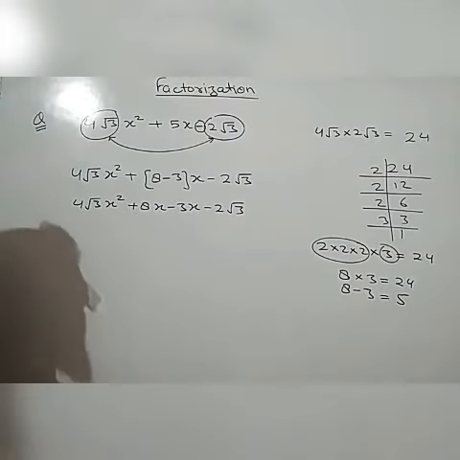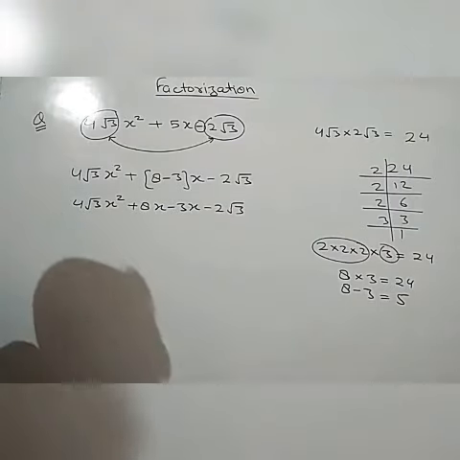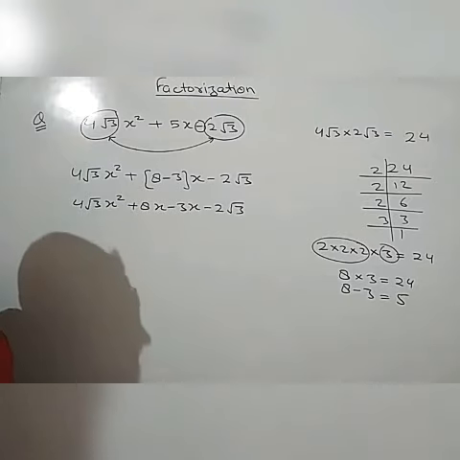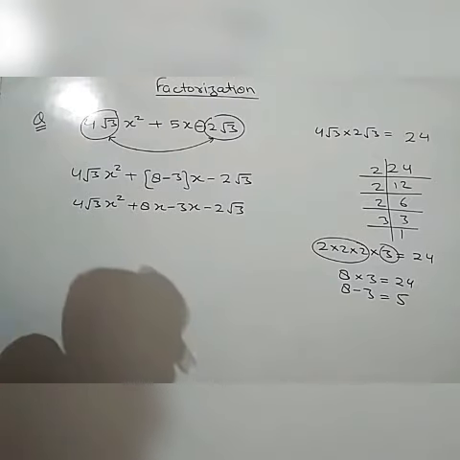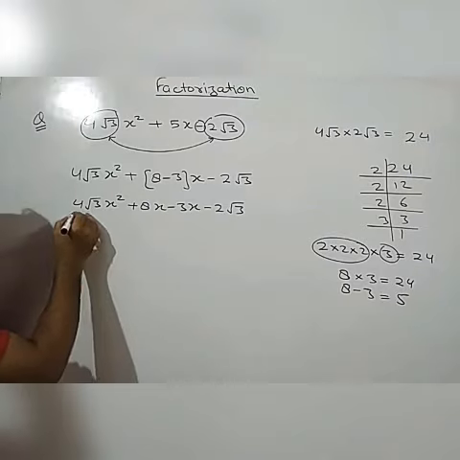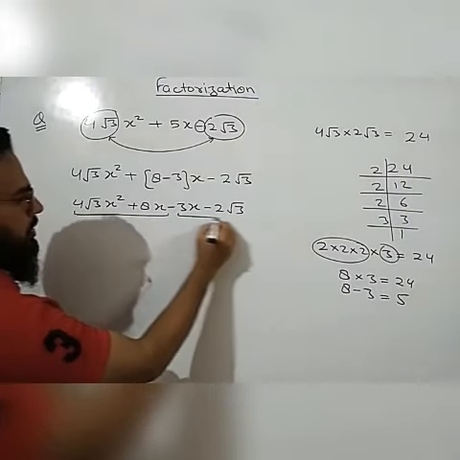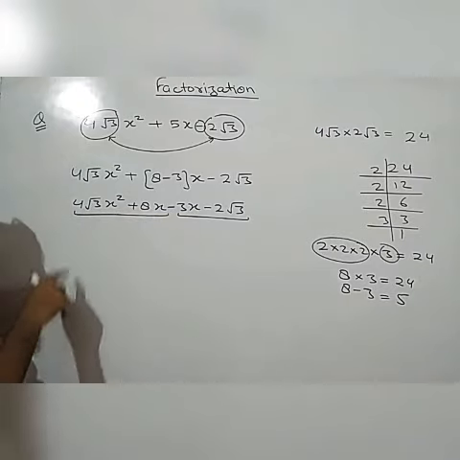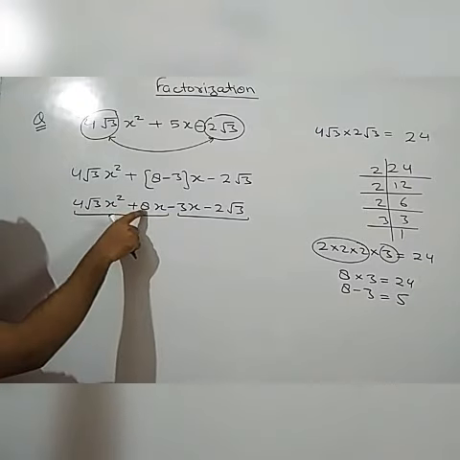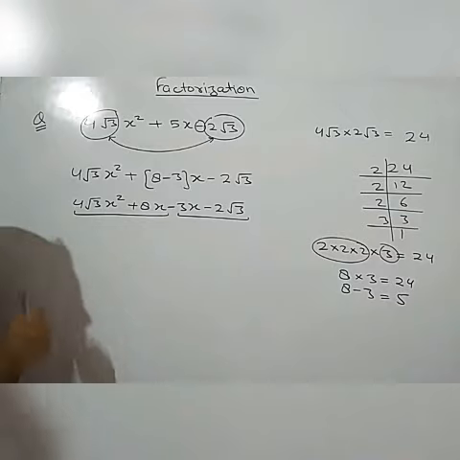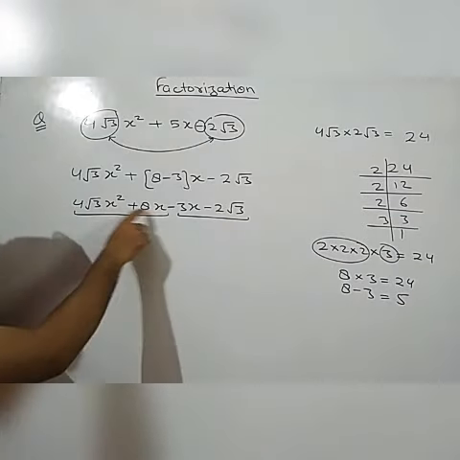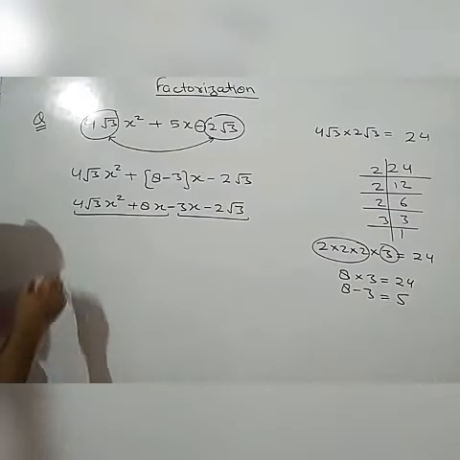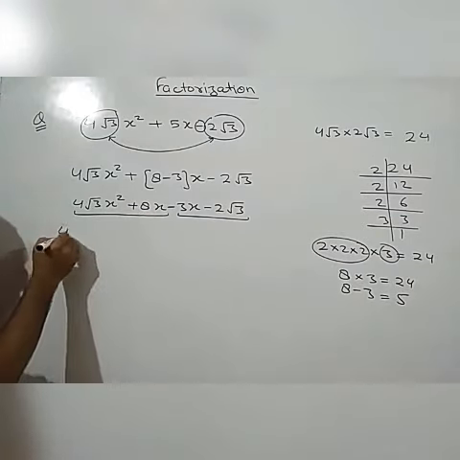Okay. Now we have to take the common terms. How will you take common now? So we group these two terms together and these two terms together. From these two terms, what is common? 4 is common because here it is 8, here it is 4. So we can take 4 as common. x is also common in both the terms. It means we can take 4x as common. So what will be the remaining term? It will be root 3x plus 2.